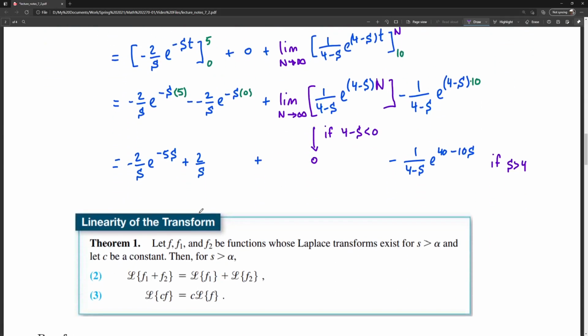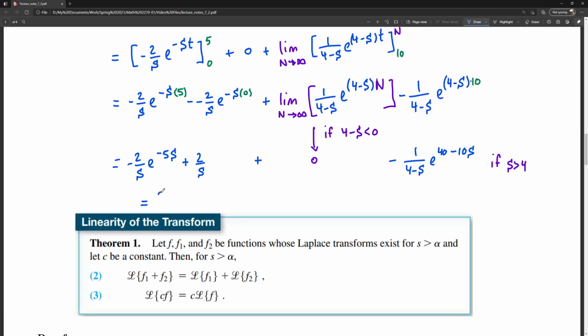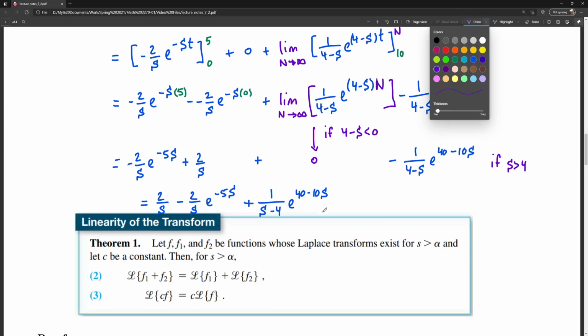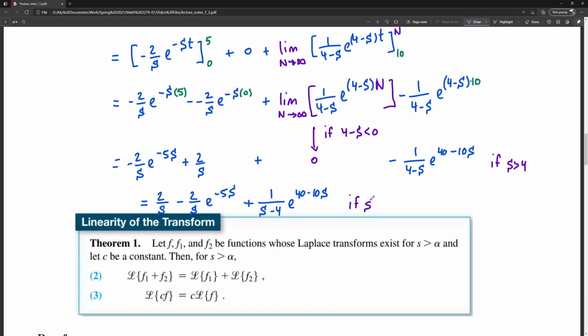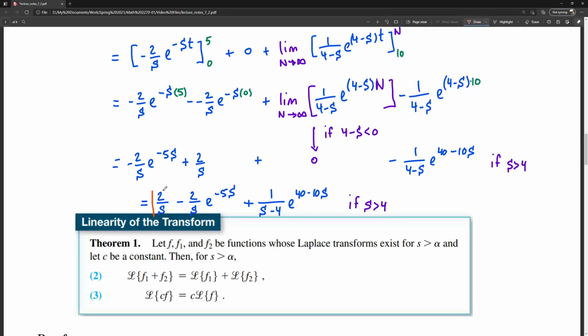So let's put it all together. So this is 2 over s minus 2 over s, e to the power negative 5s, minus 1 over, or we can make that into 1 plus s minus 4, e to the power 40 minus 10s. And that's if s is greater than 4. And that is our final answer.